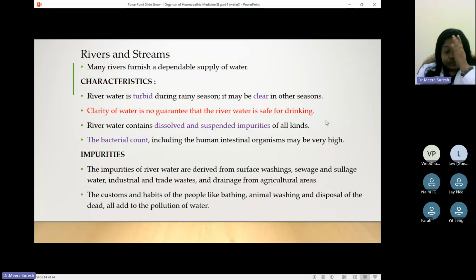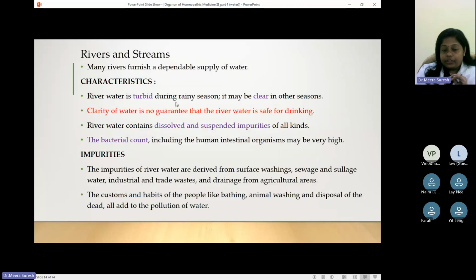Still, when we go through other sources of water, we'll see that impounding reservoirs are somewhat safer. But the safest is yet to come. Which water is safest to use? It's yet to come. Rivers and streams, as we said, are never safe water. The rivers furnish a dependable supply of water. We discussed the water source, the quantity and the quality. In quantity, there are rivers that will dry off in summer, depending on the geographical area, but mostly rivers have a dependable supply of water all throughout the year.